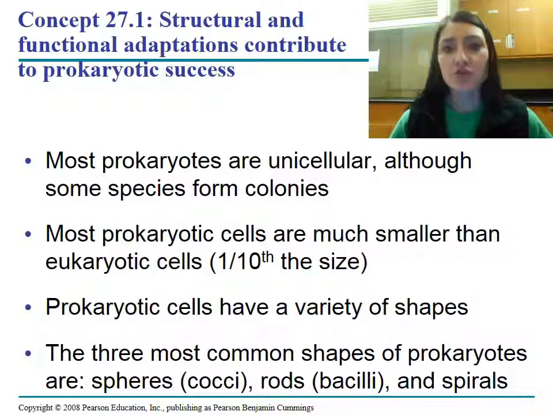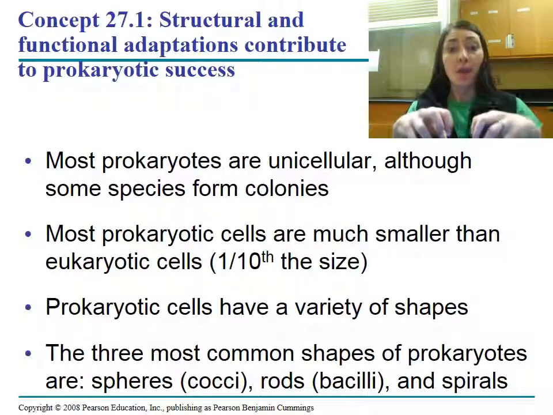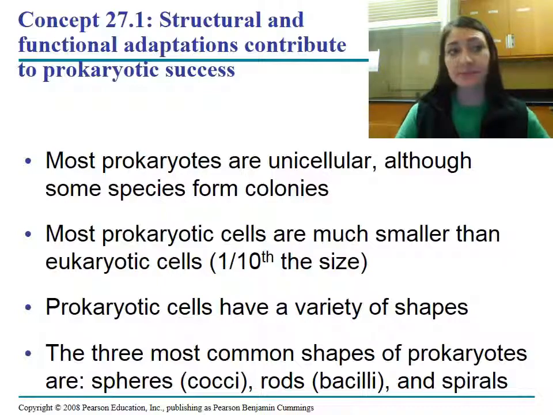Let's start off with the structure of prokaryotes. They are mostly unicellular, although we do see some of these unicellular bacteria come together and live in a colony, so they look multicellular even though they're individual organisms. They're really, really small. We're talking about 1/10 of the size of a eukaryotic cell, and they have a variety of shapes. Prokaryotes can be spheres, rods, or spirals.